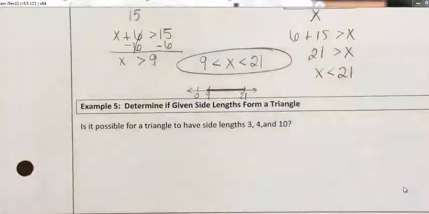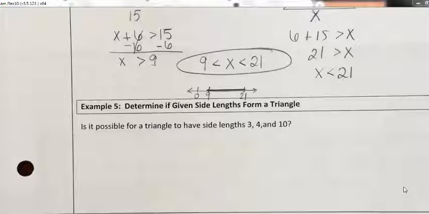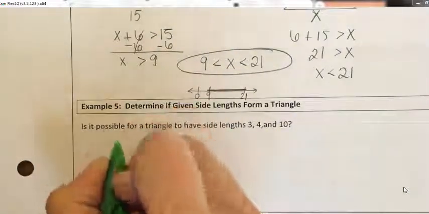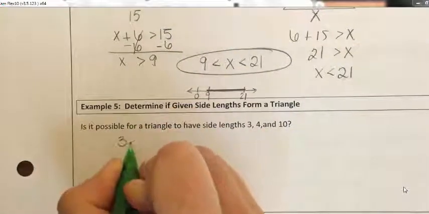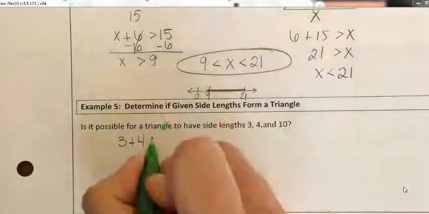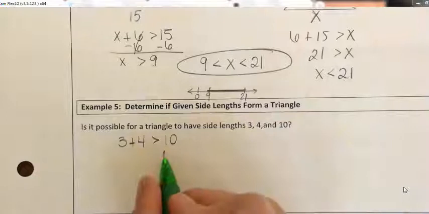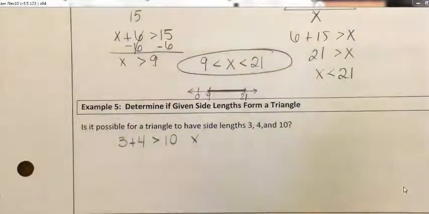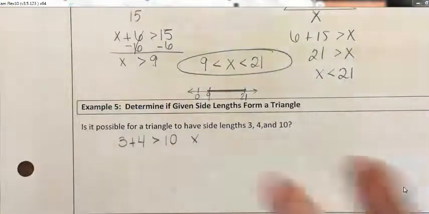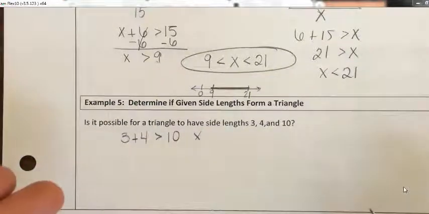Is it possible for a triangle to have side lengths 3, 4, and 10? Well, we better double check this using the triangle inequality theorem. We know that in order for a triangle to exist, the sum of any two sides has to be greater than the third side. If I take the first two sides, those two must be greater than 10. Is that true? That doesn't work. So right there, I could just be done. But I have to do this for every combination, just in case.